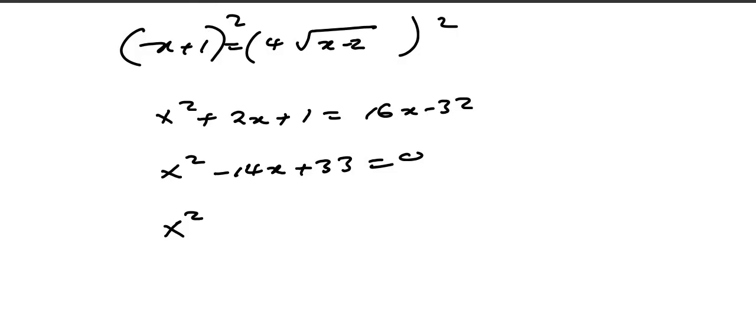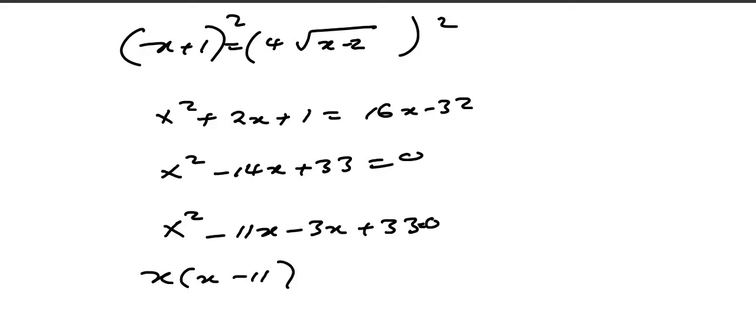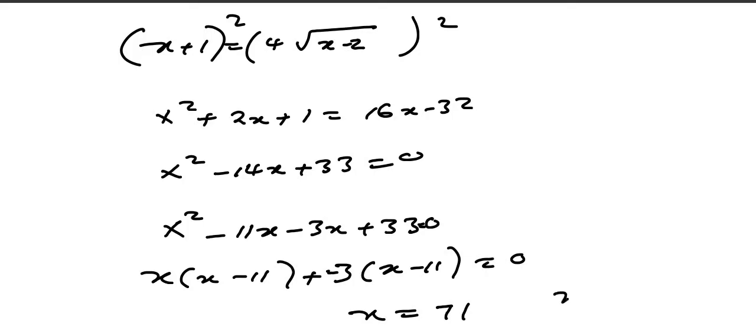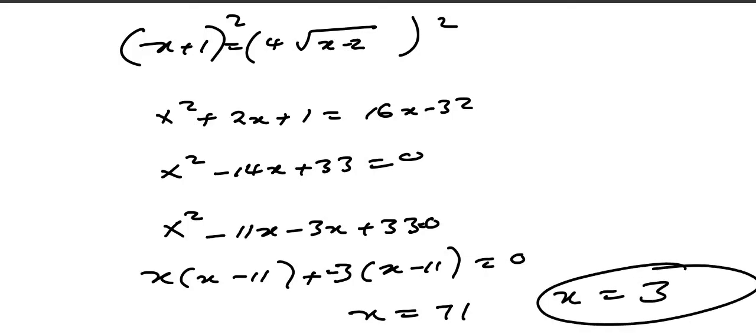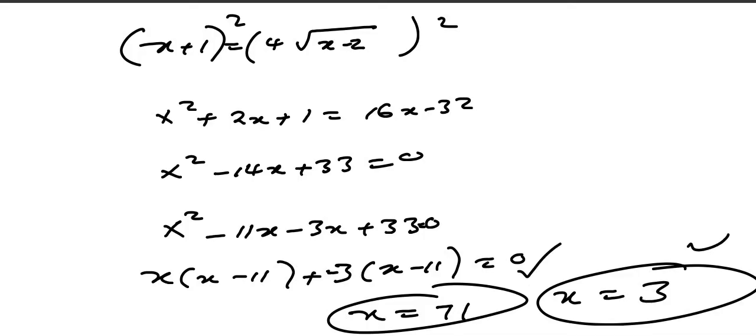And this here will just give us 11x minus 3x, plus the 33 is equal to 0. So x minus 11, then you're having negative 3, so x minus 11 is equal to 0. So x is equal to 11 and x is equal to 3. These are the two answers, and when you test, they will both work out. This is what you are supposed to get.